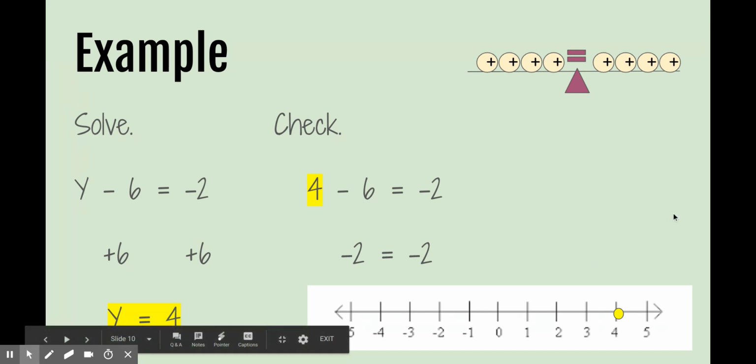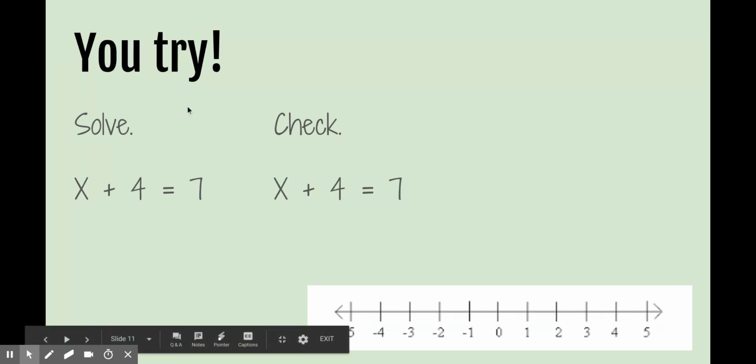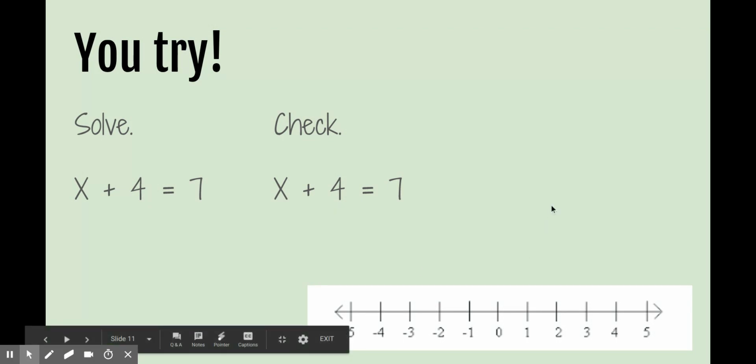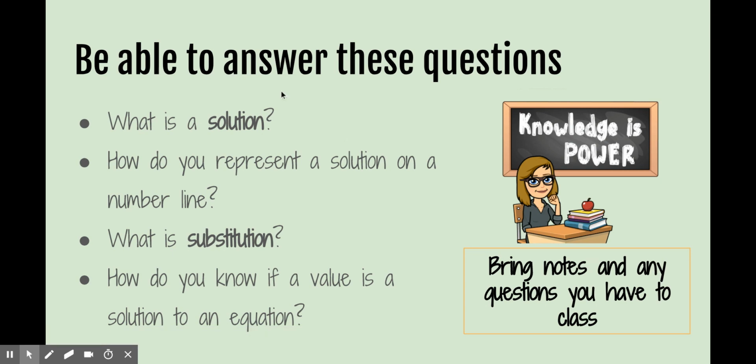So now, here's just another little equation you can try to solve yourself. You can draw the model if you want, or you can just do it algebraically in your journal. Then practice checking it, and then also marking the value on the number line wherever that number is found. So these are just the questions you should be able to answer at this point. If you don't know them, you need to go back and rewatch.